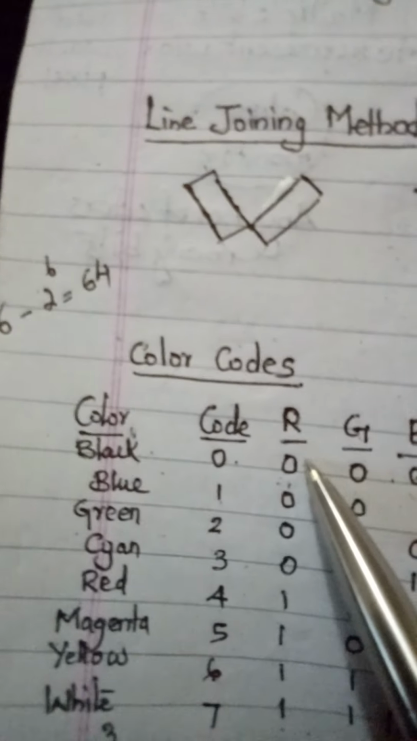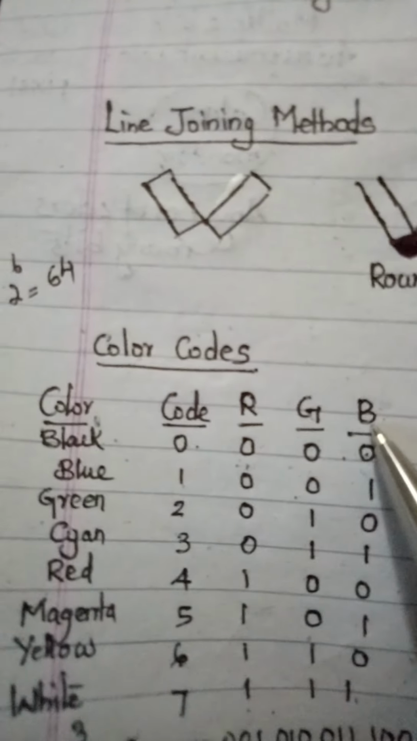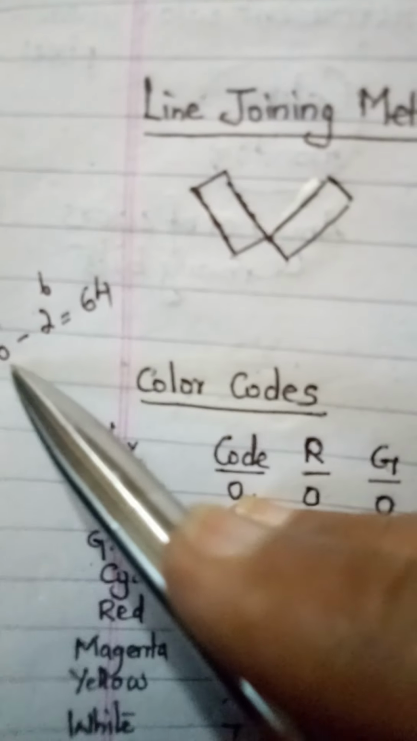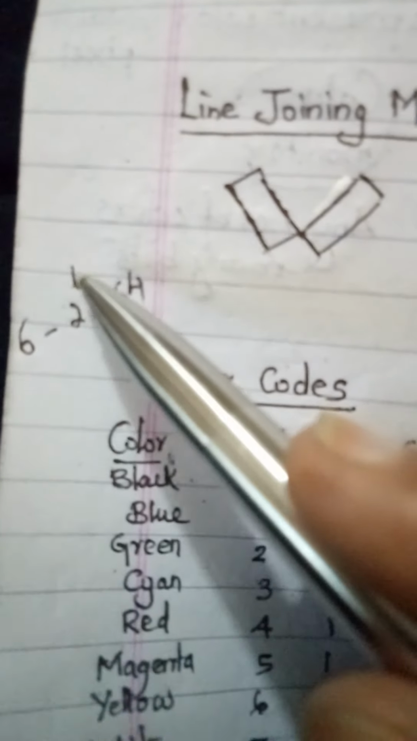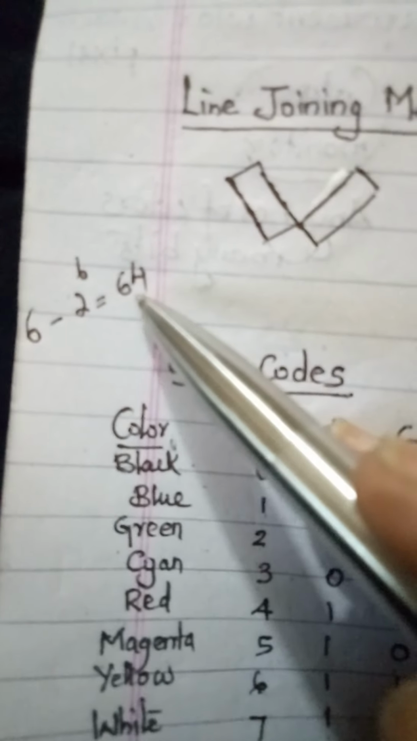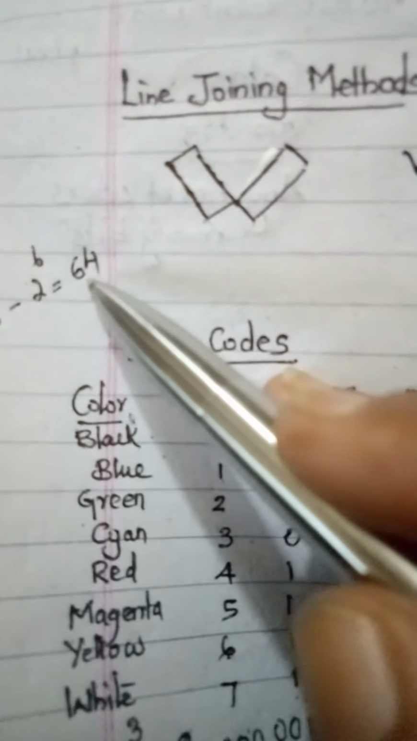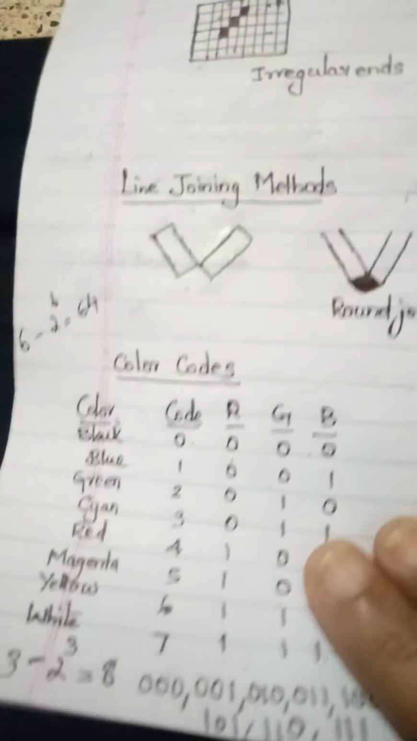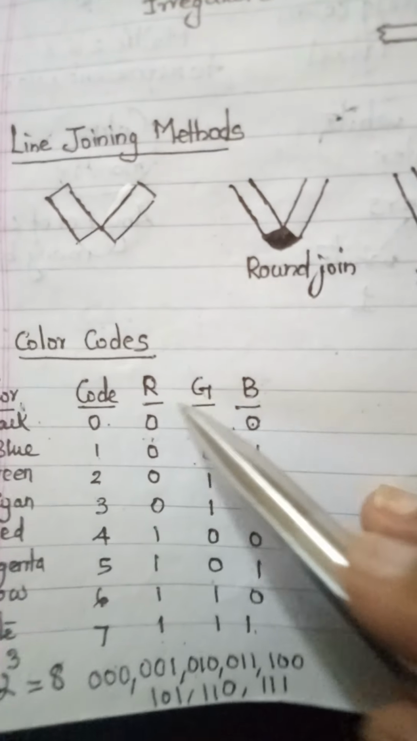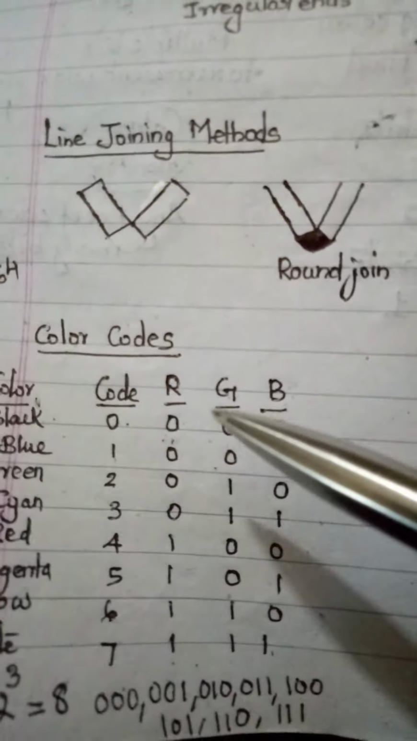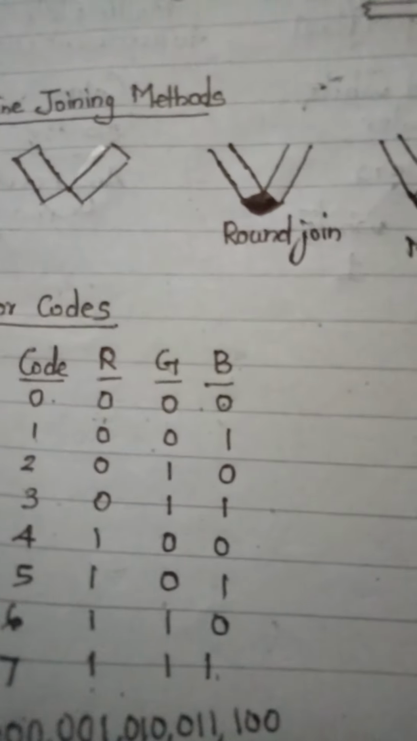Clear? 2 bits for red, 2 bits for green, 2 bits for blue. So altogether I am having 6 bits. With 6 bits I can have 2 raised to 6, which is 64. With just 6 bits I can represent 64 different colors. So in this way, just by increasing the number of bits we can have multiple colors, so that we can have a display on the screen.